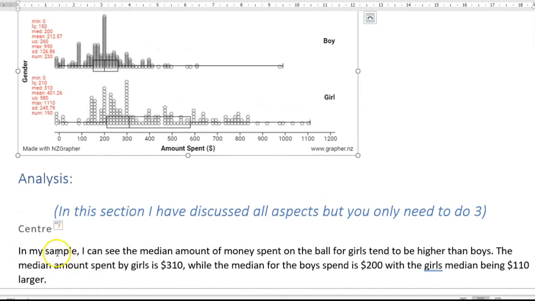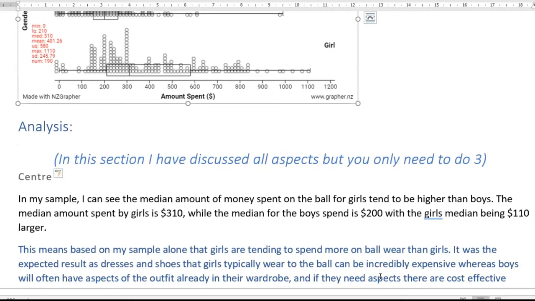So if we're comparing these two, in my sample I can see the median amount of money spent for girls tends to be higher than boys. I give the evidence, which is for merit. And then for excellence, I go on to ask the question, what does this mean? And is this expected, essentially?